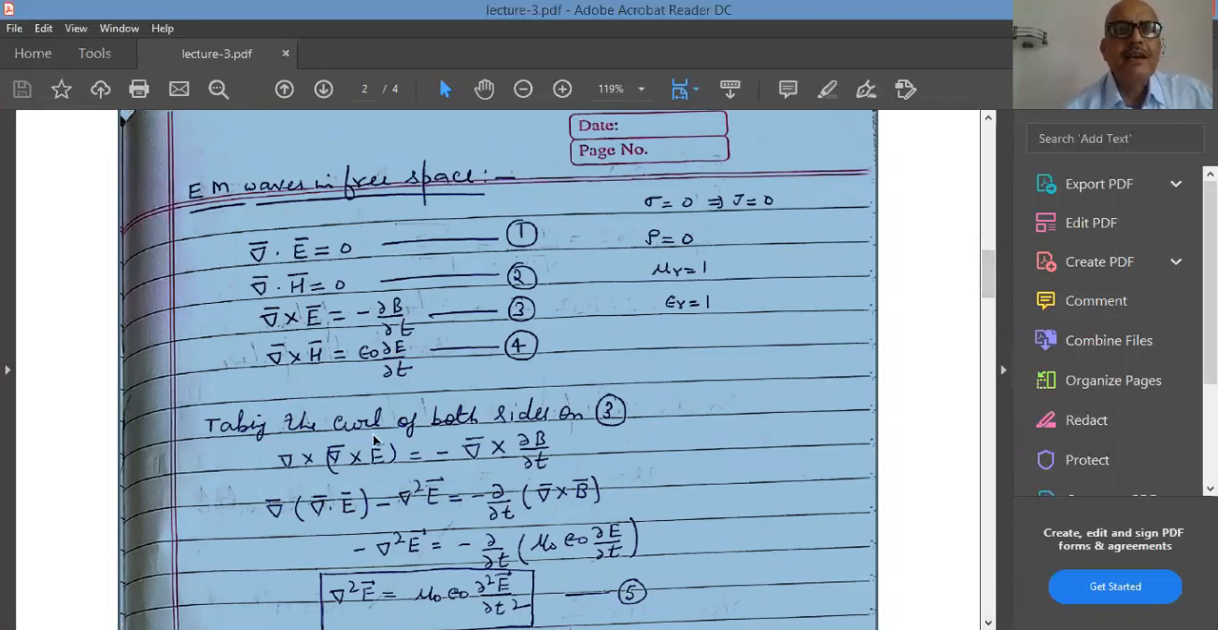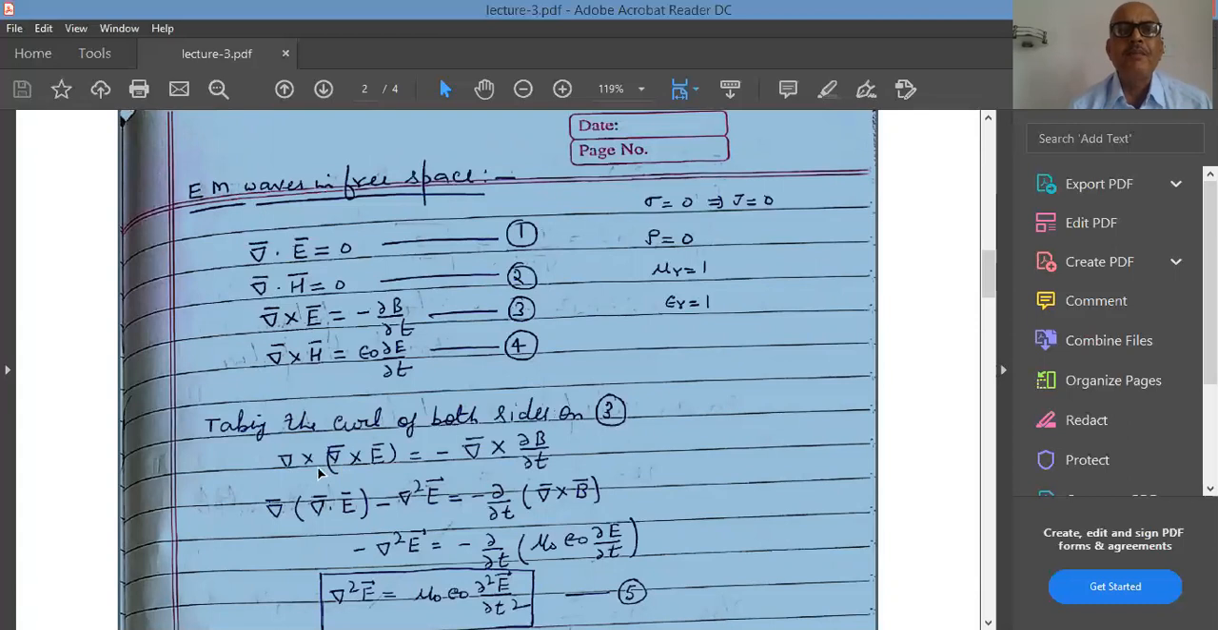So if you take the curl of both sides of equation number 3, this becomes a curl of curl of E. It is now minus curl of del B over del T. So now on the right hand side, I told you that curl is a space derivative and del over del T is a time derivative. So therefore they can be interchanged without any problem. And we can write the right hand side as minus del over del T curl of B. The left hand side is curl of curl of E.